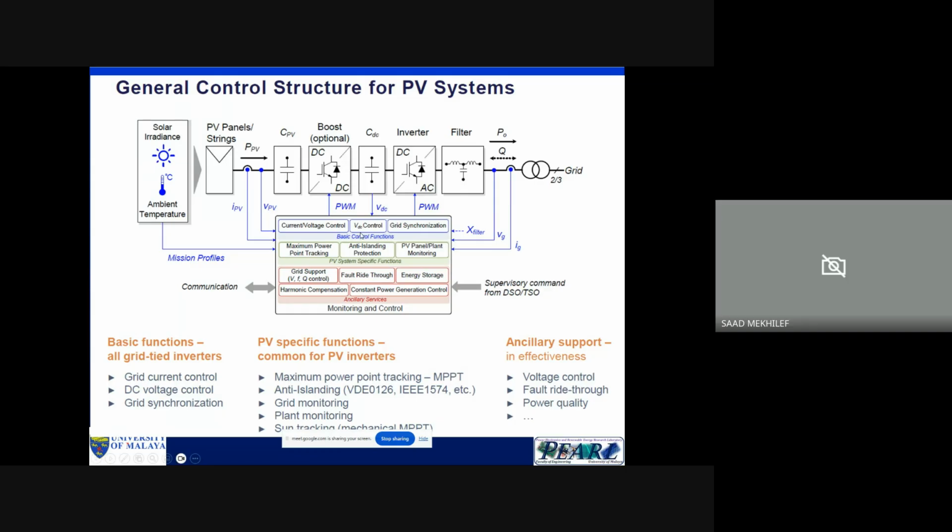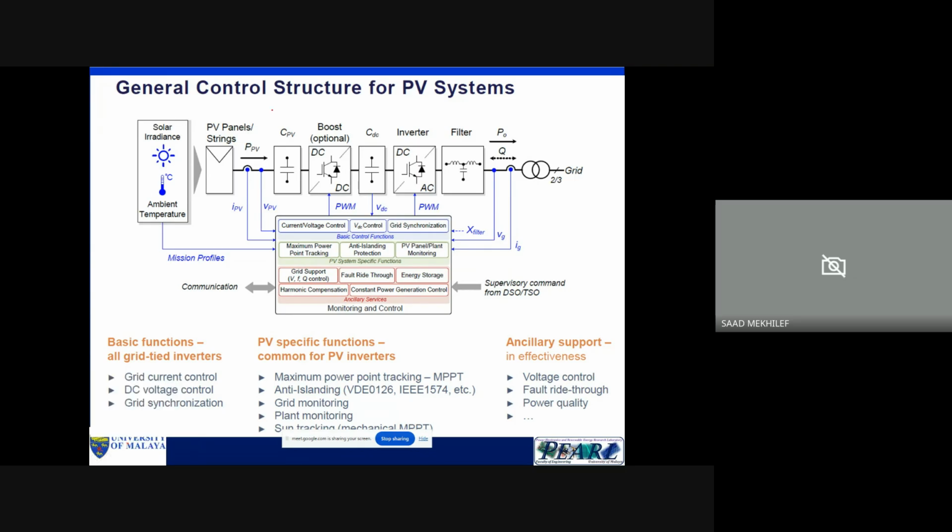Okay, good. So now we talk about the general control structure of the PV systems. This figure actually summarizes the control structures and the different controls that we use in these systems. So if you look into this here, let me take a pen.